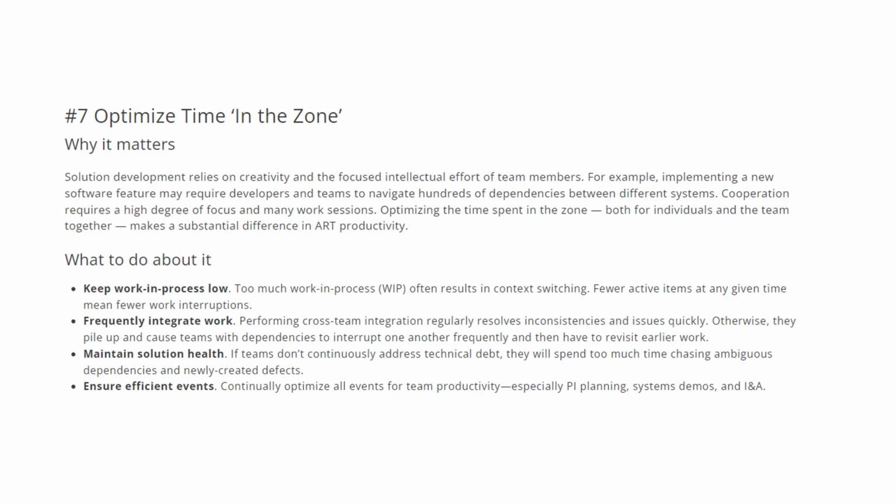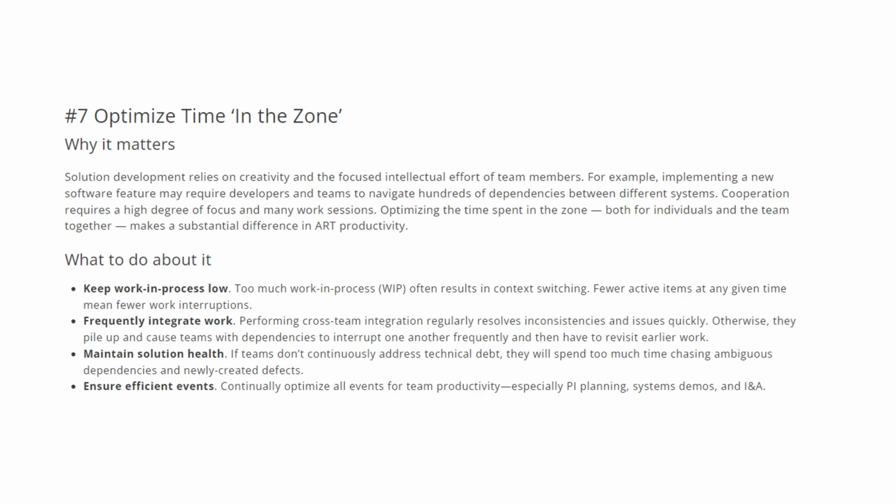The seventh flow accelerator is optimize time in the zone. Why does it matter for ART flow? Solution development relies on creativity and the focused intellectual effort of team members. For example, implementing a new software feature may require developers and teams to navigate hundreds of dependencies between different systems. Cooperation requires a high degree of focus and many work sessions. Optimizing the time spent in the zone, both for individuals and the team together, makes a substantial difference in ART productivity.